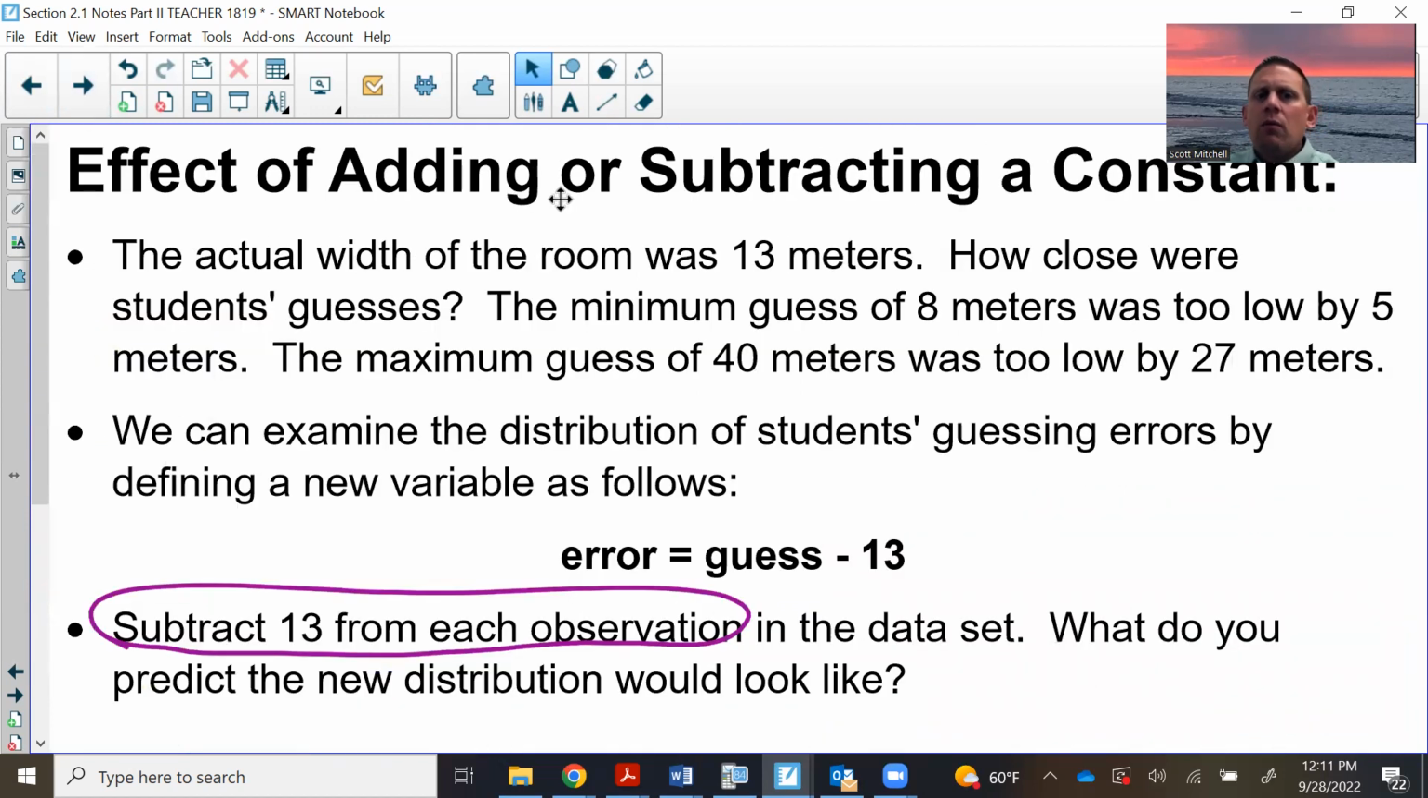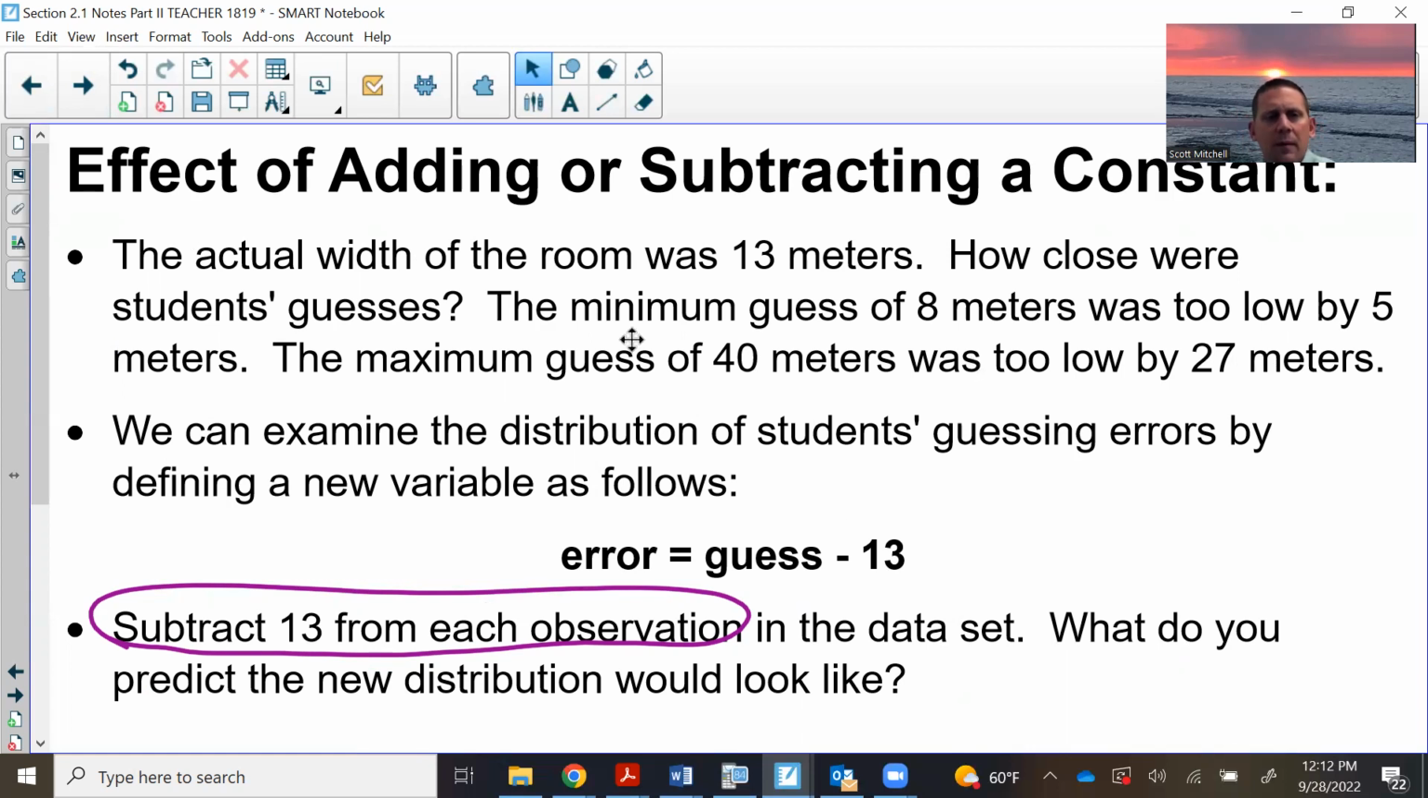So now what would happen if we add or subtract a constant? The actual width of the room was 13 meters. How close were students' guesses? The minimum guess of 8 meters was too low by 5 meters. The maximum guess of 40 was too low by 27 meters. We examine the distribution of students' guessing errors by defining a new variable as follows. The error equals guess minus 13. So you're going to subtract 13 from each observation.